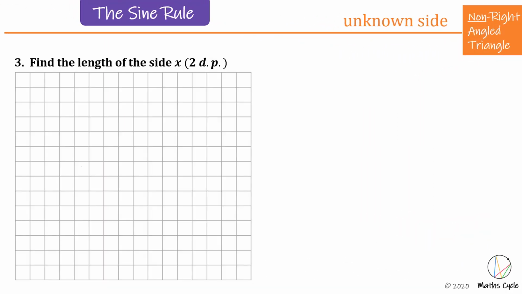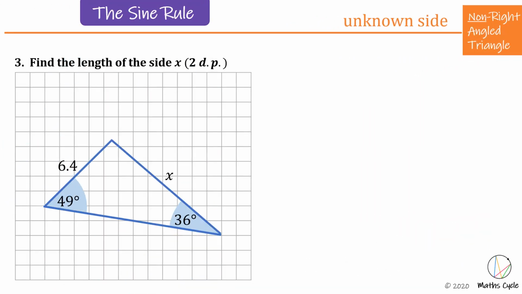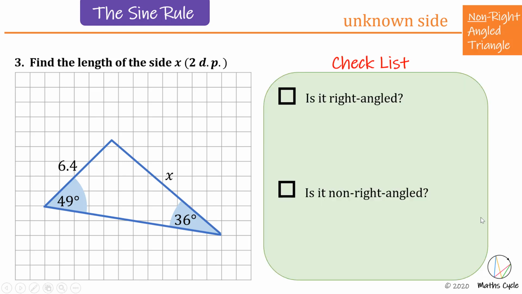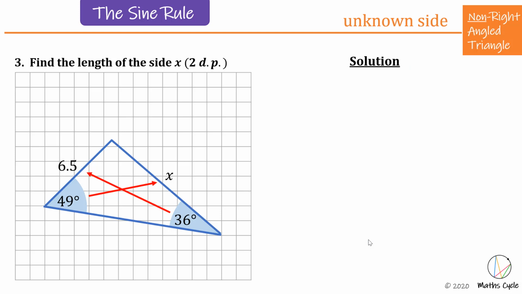Now, example number 3. Find the length of the side X, correct to 2 decimal places. So let's look at our checklist. Is this a right-angled triangle? No. Is it non-right-angled? Yes, it is. So the first thing I check is, do I have two pairs of opposites? We can see here that X is opposite the angle 49 and 6.4 is opposite the angle 36 degrees. Okay, so now we know that the sine rule is appropriate to build a solution.